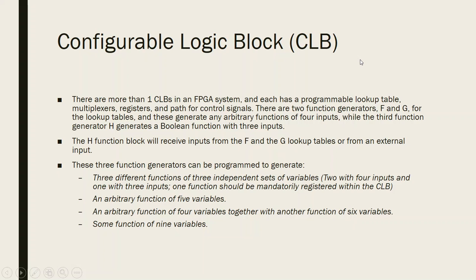Starting off with the configurable logic block, there are more than one CLBs in an FPGA system, and each has a programmable lookup table, and then it also has multiplexers, registers and paths for control signals. There are two function generators, F and G for the lookup tables, and these generate any arbitrary functions of 4 inputs, while the third function generator, H, generates a Boolean function with 3 inputs.